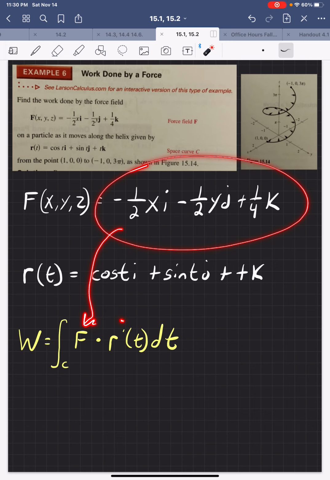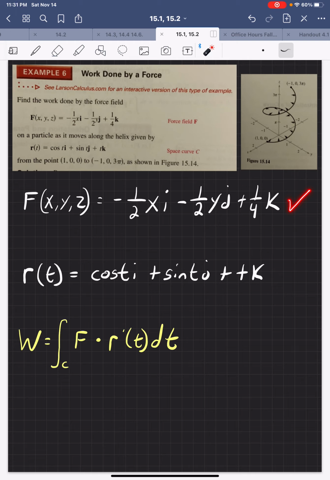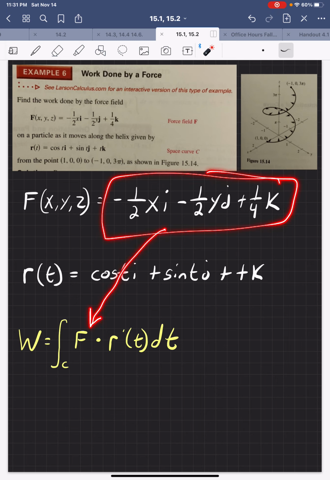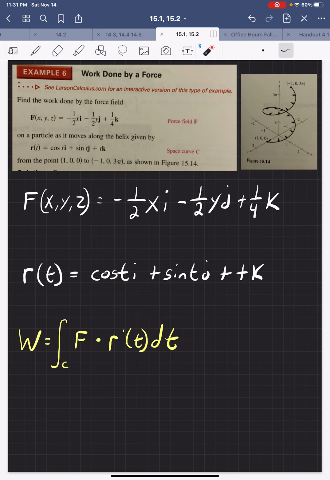And wait a minute. This force field is in terms of x, y, z. This is rectangular. You can't have rectangular force and then be integrating with respect to a parameter of t, right? So you have to parameterize the following. So how do you go about doing that?